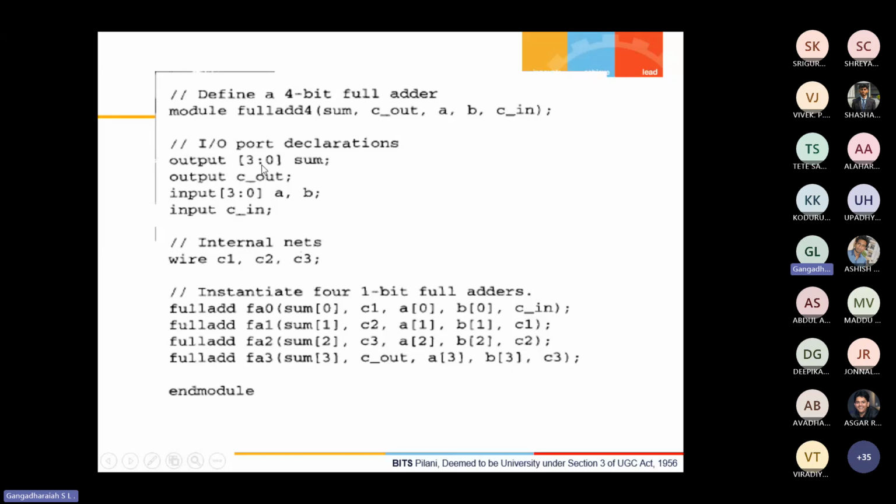Output Cout, it's a scalar. Again input, it's a 4-bit vector A, B. Input Cin, again it's a single bit input. You have wires C1, C2, C3.